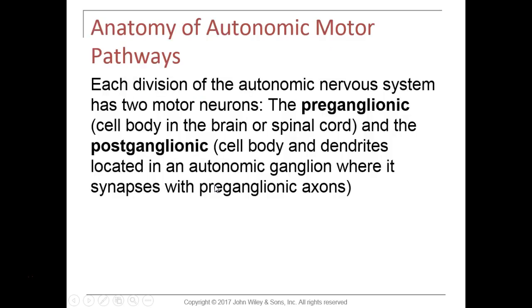Now, the preganglionic neuron, again, in both the sympathetic and the parasympathetic nervous system, has its cell body embedded in the central nervous system. It's either going to be embedded in the brain, where they're in four cranial nerves, or somewhere in the spinal cord. The postganglionic neuron has its cell body always embedded in an autonomic ganglion, which exists out in the peripheral nervous system.